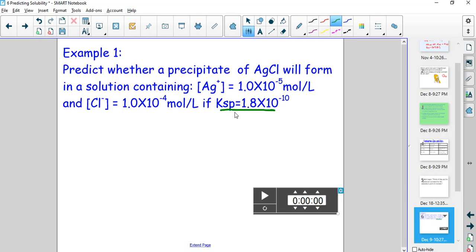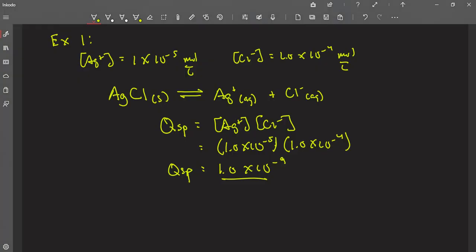The question gives us KSP at 1.8 times 10 to the negative 10. So now we have to compare. Is QSP greater than, less than, or equal to KSP? Again, KSP is 1.8 times 10 to the negative 10, our given KSP. So let's compare. This number is greater, right? It has a lower value for that negative exponent, so we're going to say it's greater.